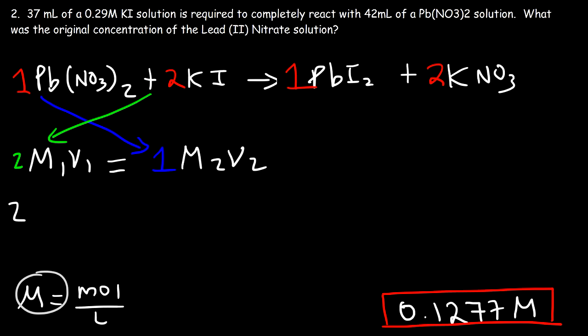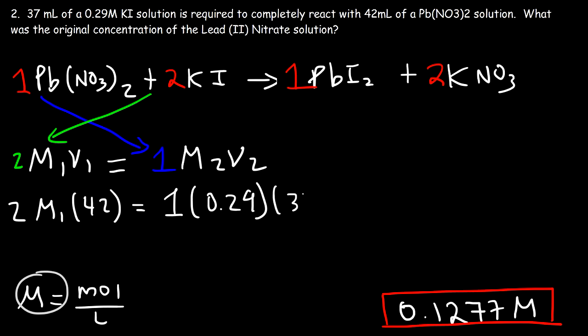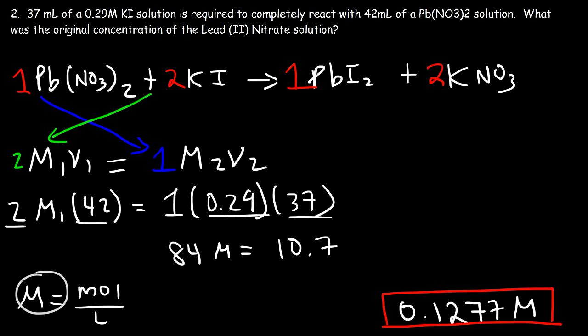Now M1 is the molarity of lead 2 nitrate, which is what we're looking for. V1 is the volume of lead 2 nitrate, that's 42 milliliters. M2 is 0.29, and V2 is 37. So let's multiply 2 by 42, so that's 84. And then 0.29 times 37, that's 10.73. Now in order to get M by itself, we got to divide both sides by 84. 10.73 divided by 84, that's 0.1277. So as you can see, we get the same answer.